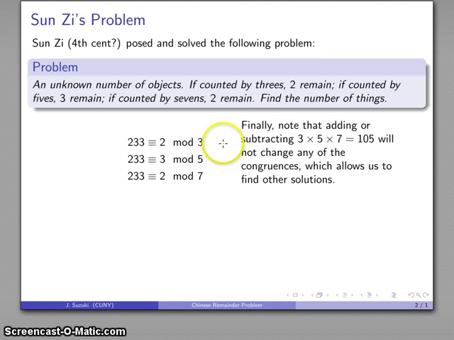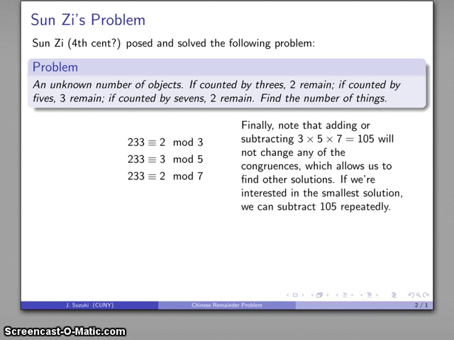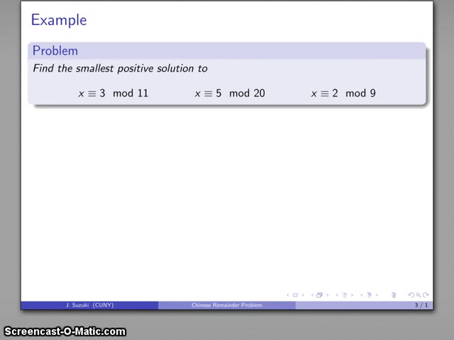Note that the product 3 times 5 times 7, 105, if I add or subtract 105, because this is congruent to 0 mod 3, 0 mod 5, 0 mod 7, adding or subtracting 105 won't change any of the congruences. So given one solution, I can find other solutions. And the solution that I'll be interested in, I'll subtract 105 repeatedly and find the smallest number that satisfies all three congruences simultaneously.